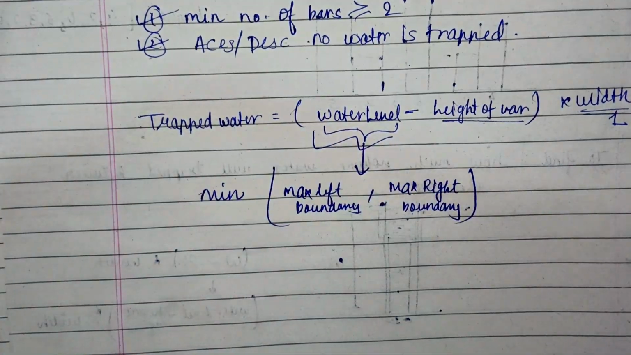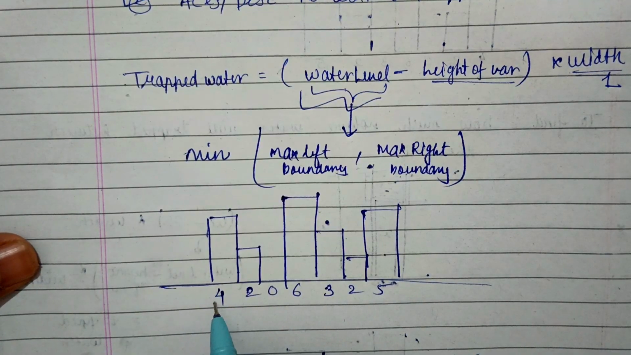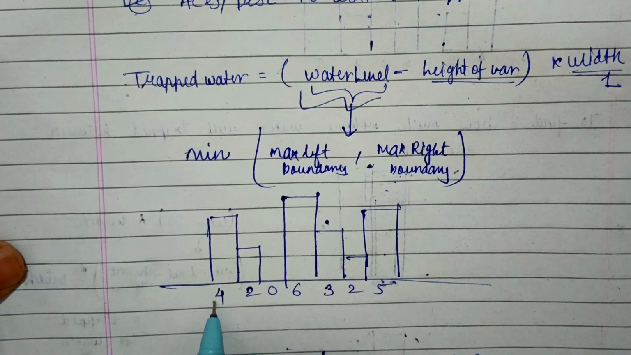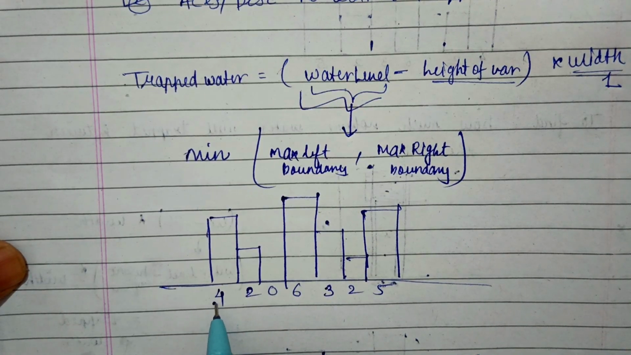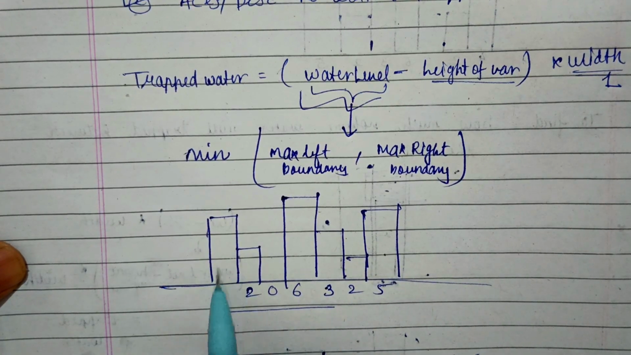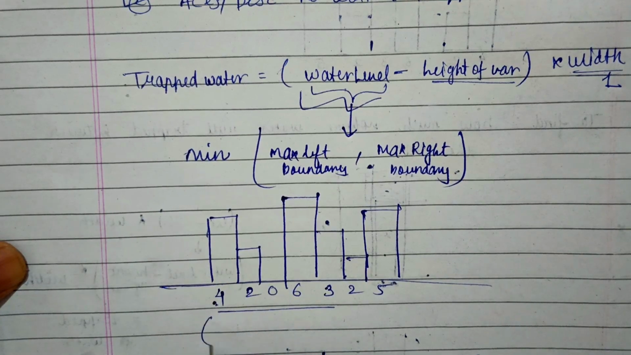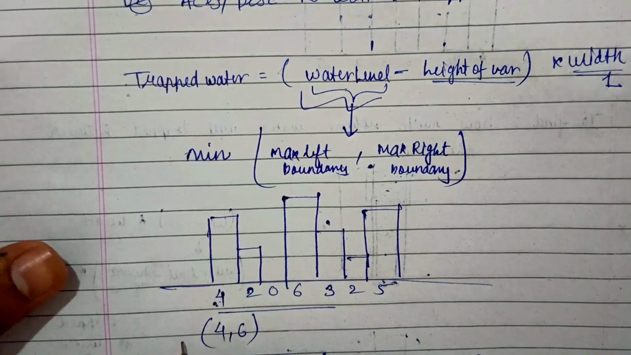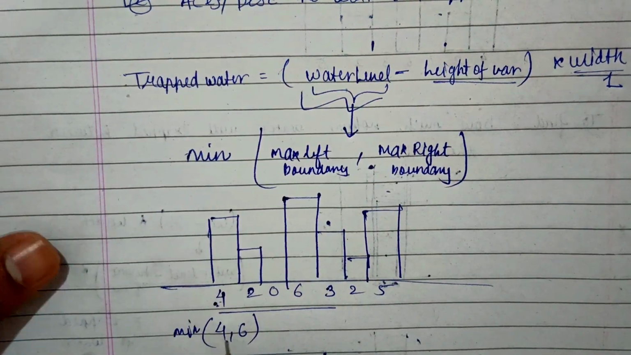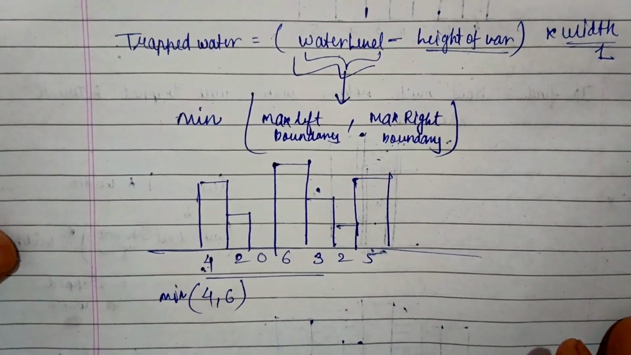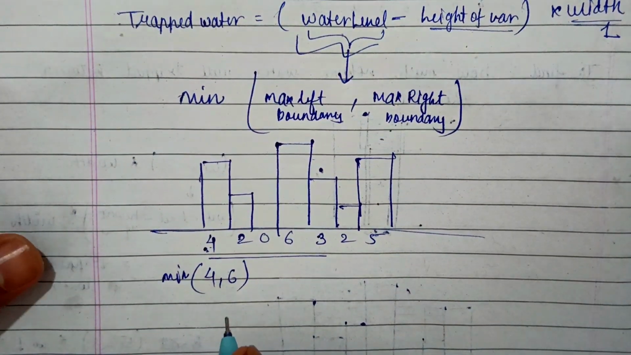So this will be the water level. I have drawn this diagram, and now let's take this bar. What is the maximum right boundary for this bar? This is 6. And what will be the maximum left boundary for this bar? We have to take its minimum. That will be the water level only. So its water level will be 4.